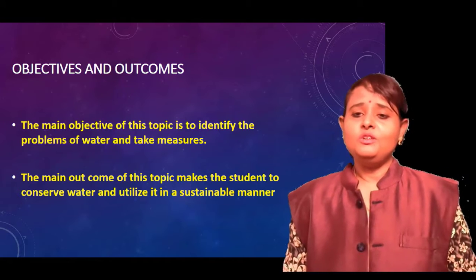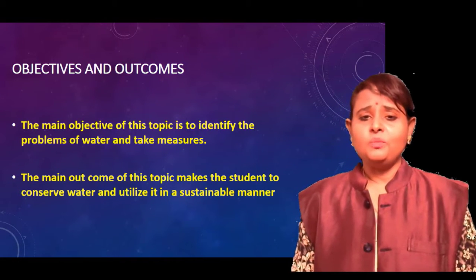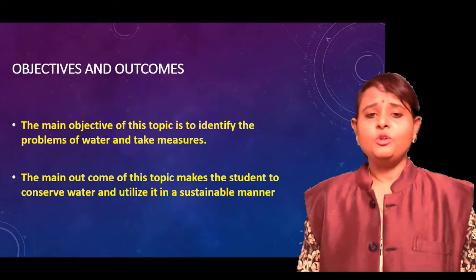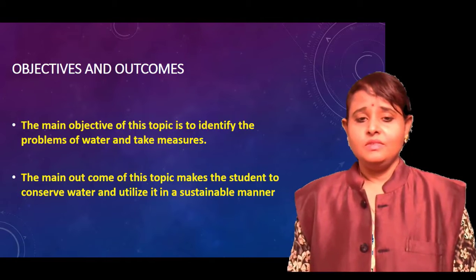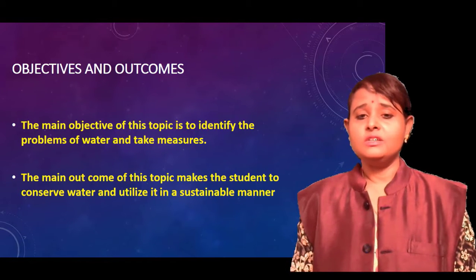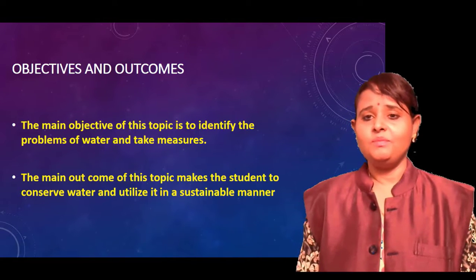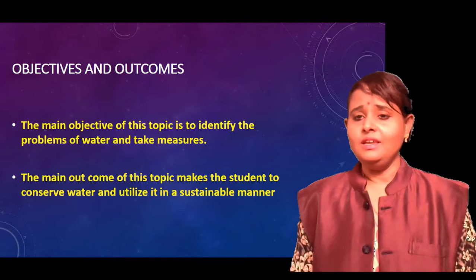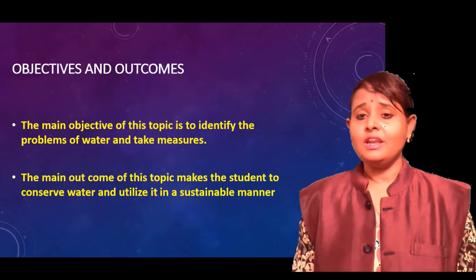What are the main objectives and outcomes of this topic? The main objective of this topic is to identify the problems of water and take immediate measures. The main outcome is that it makes the student conserve water and utilize it in a sustainable manner for sustainable development. You already know there is a serious freshwater crisis.